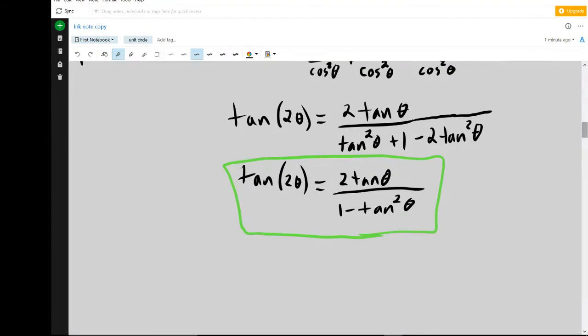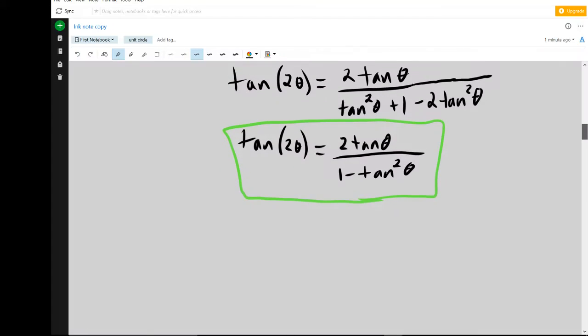If we have a negative 2 tan squared and a tan squared, that becomes negative tan squared, right? We've got 1 positive 1 and 2 negatives, and nothing affects that plus 1. So we're going to wind up with 2 tan theta over 1 minus tan squared theta. And that will do it for our double angles.